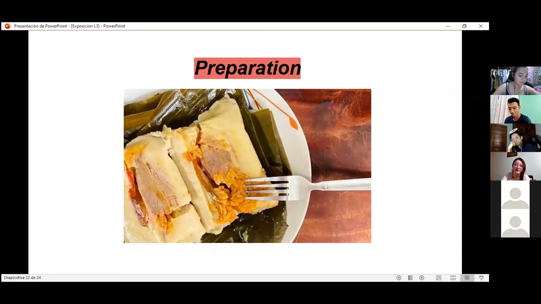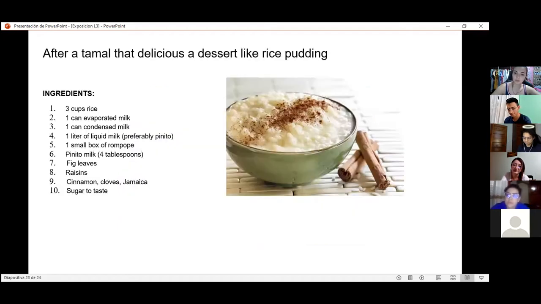After the tamal, there's a light rice pudding. Next. After, ingredients: 3 cups of rice, a can of evaporated milk, a can of condensed milk, a little light liquid milk, a small box of rompope, pinito milk, raisins, cinnamon, Jamaica, and sugar to taste. Next.